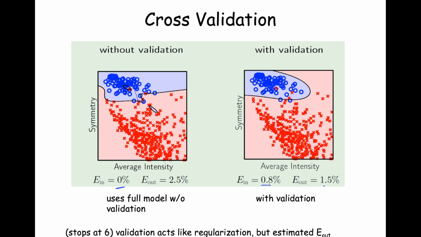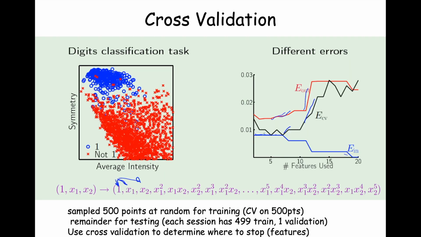Okay, and you can actually see that in the learning curve. After 6, E out starts to increase, E in stays the same, so we start to overfit at that juncture.